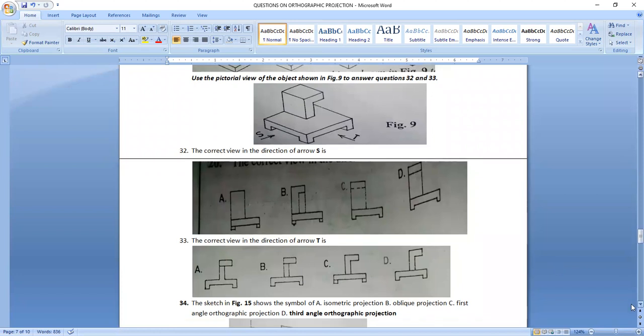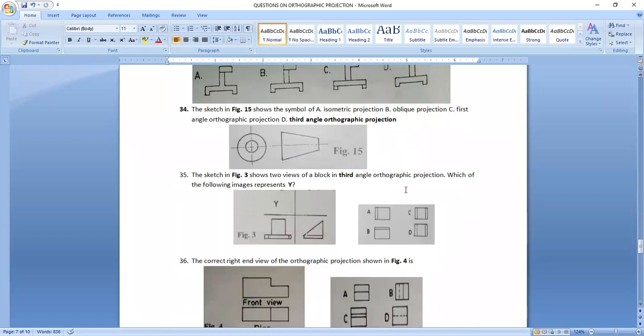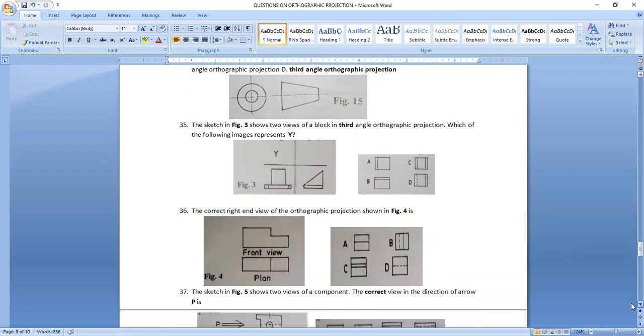Okay, then we move to question 34. Here we have that the sketch in figure 15 shows the symbol of third angle orthographic projection. Then move to question 35.